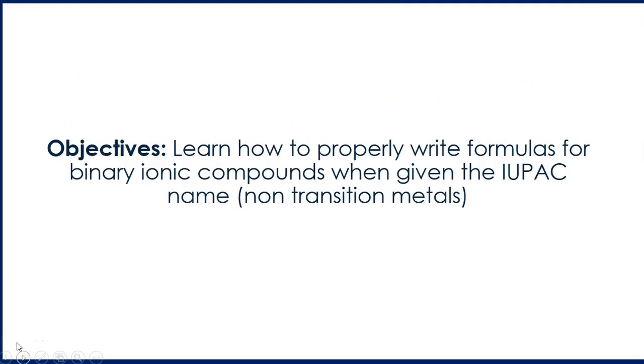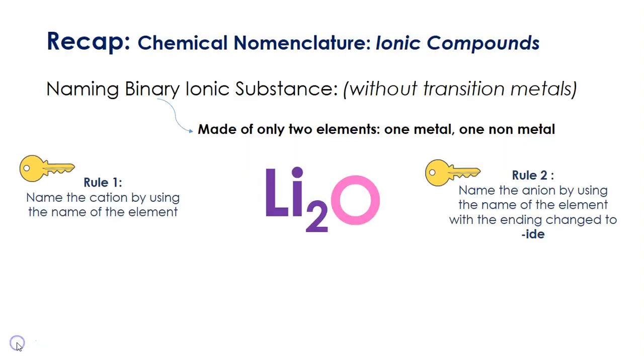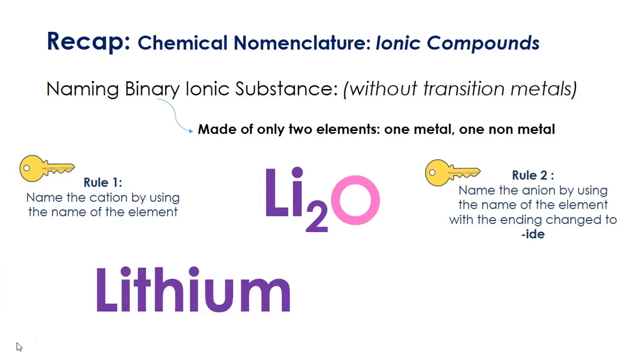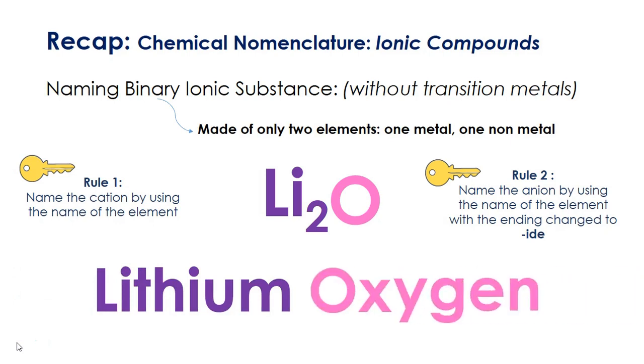In this video, we're going to learn how to properly write formulas for binary ionic compounds when given the IUPAC name. Remember, these are formulas for things that are non-transition metals. And if you remember from our previous video when we talked about chemical nomenclature, we talked about the different rules to name ionic compounds. The first way is to just name the cation, which is the positive ion, and then name the anion while changing the ending to "-ide". So in this example, the name would be lithium oxide.